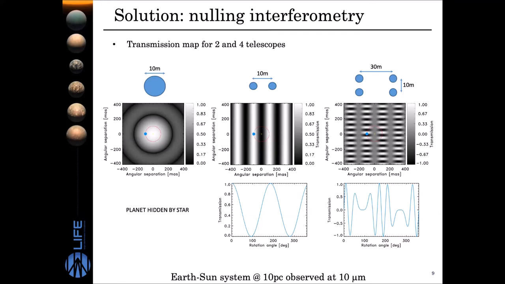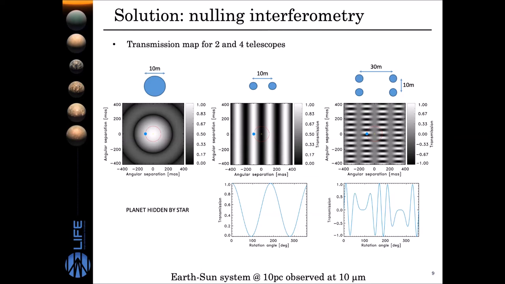On top of that, what was proposed by Bracewell in the first paper is to rotate the instrument. When you do that, you can see that the planet, this little blue dot, will be modulated with the rotation angle. You can see the transmission as a function of rotation angle in the bottom middle plot. It will go between 1 and 0. And it's important to modulate the planet signal in order to retrieve it against noise. This is really the key.